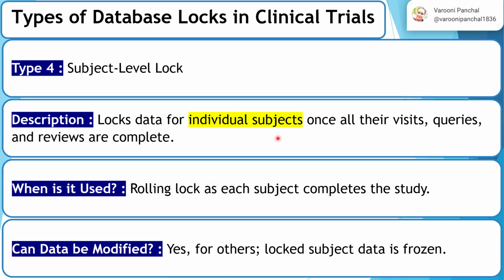Now yes, you can make changes to the database for others, but for the locked subject the data is frozen. So whatever subjects you have locked, it's completely frozen, right? And you have frozen it only by ensuring that whatever data is captured is perfect and there are no further changes that need to be done. So in those scenarios you can make changes, but only for the other subjects which are unlocked.